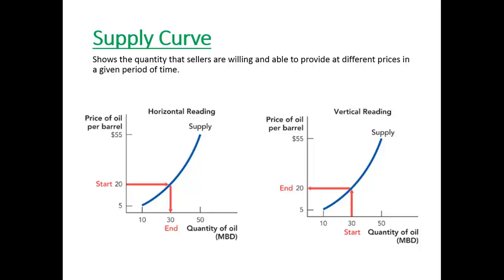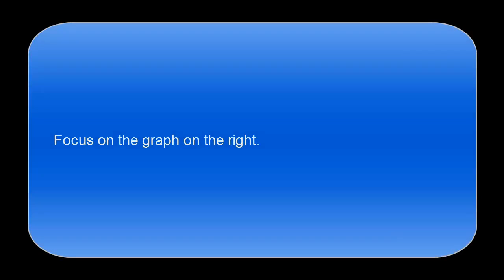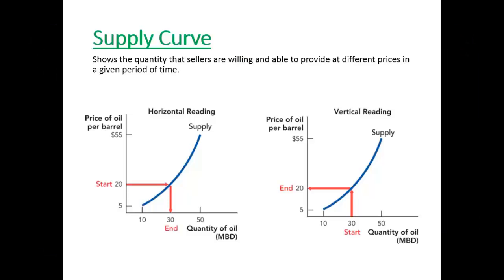An alternative way to read this is to read the supply curve vertically. And so for this one, let's focus on the graph. It says what is the minimum price that the seller would be willing to provide the 30 millionth barrel of oil for. In this case we see that they'd be willing to provide that 30 millionth barrel of oil for $20.